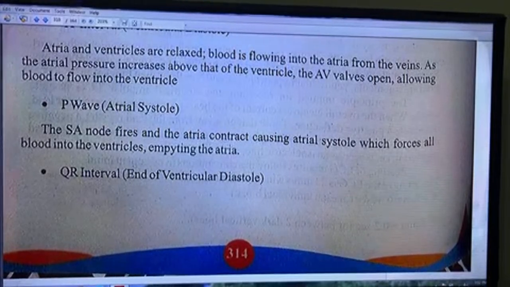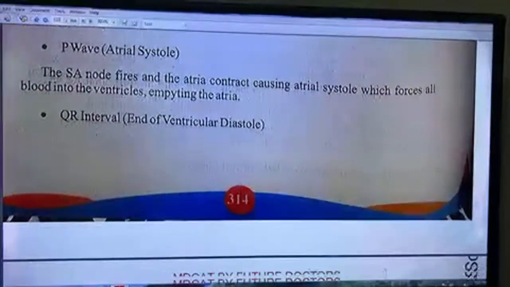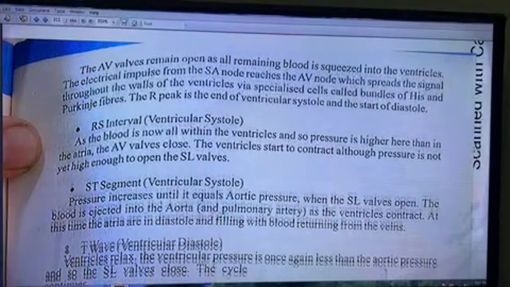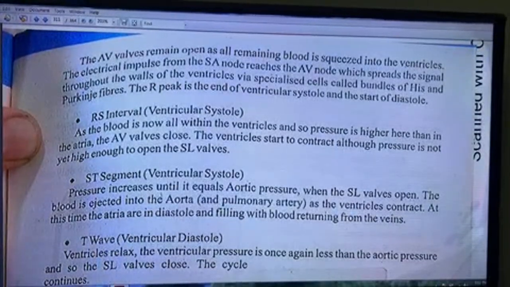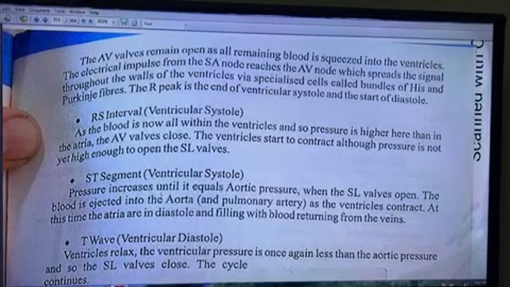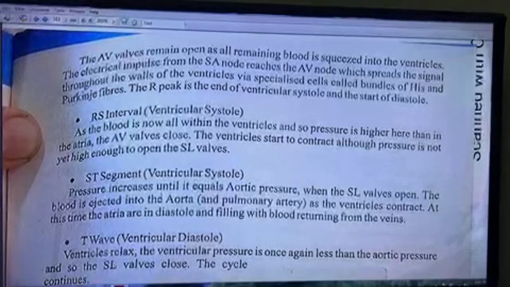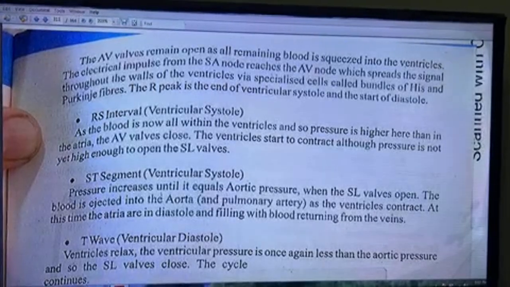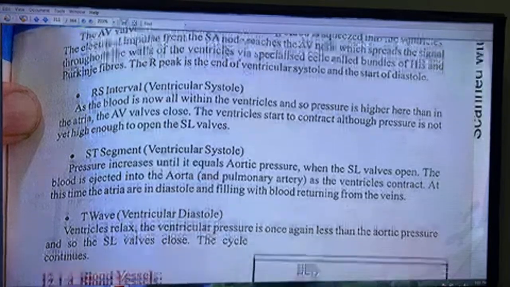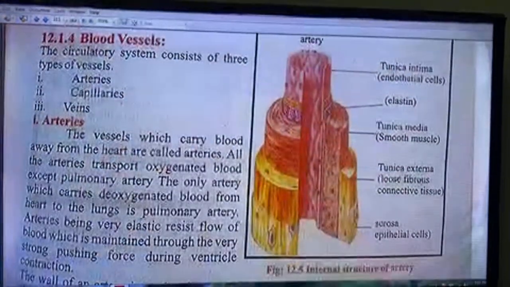QRS interval, end of ventricular systole. The AV valves remain open as all remaining blood is squeezed into the ventricles. The electrical impulse from the SA node reaches the AV node, which spreads the signals throughout the walls of the ventricles, where specialized cells called bundle of His and Purkinje fibers conduct them. The R peak is the end of ventricular systole and the start of diastole. Blood vessels.